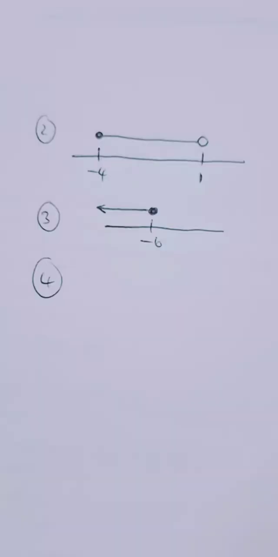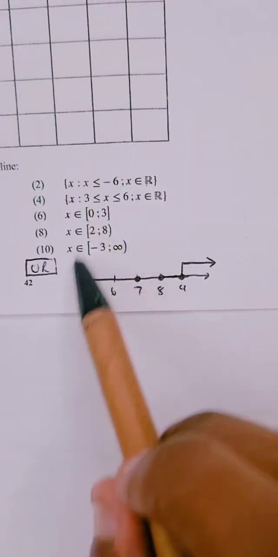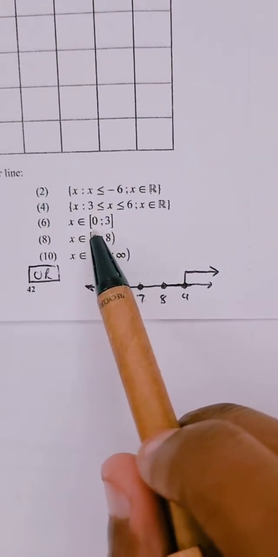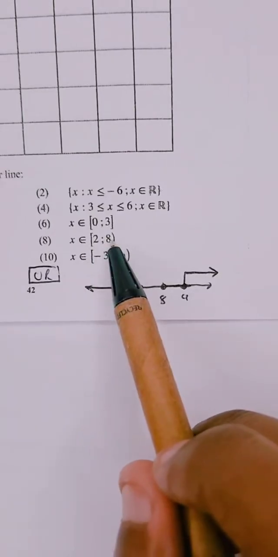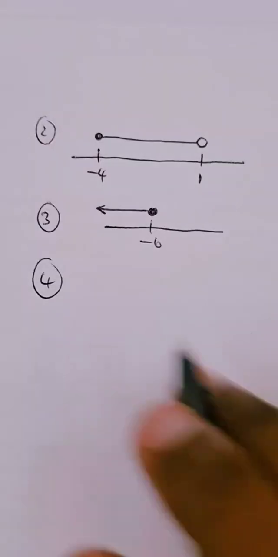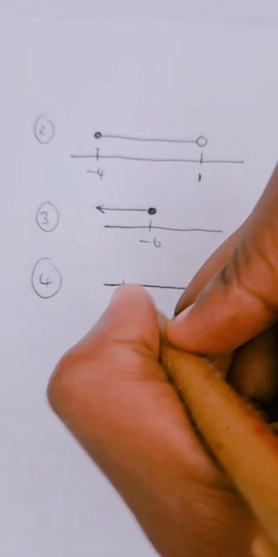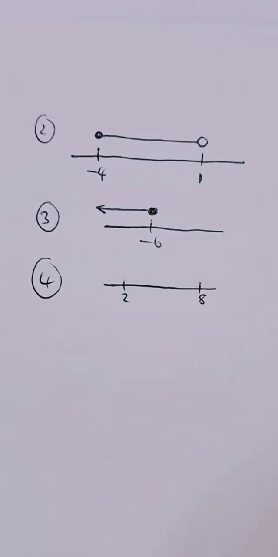And then let me just do one more, guys. Let's just say x is an element of square bracket 2 to 8. If we are going to represent this on a number line, what do we do? X is an element of [2; 8).